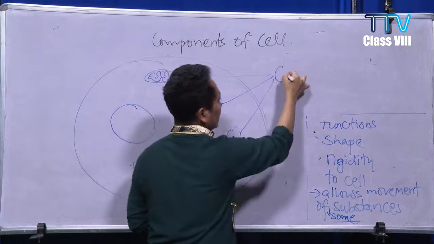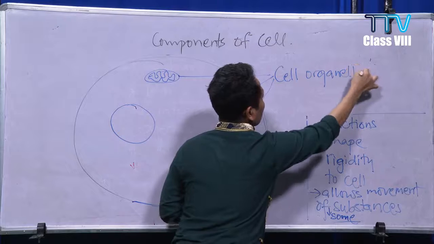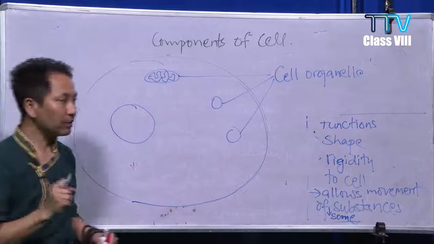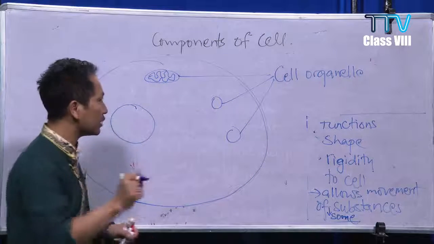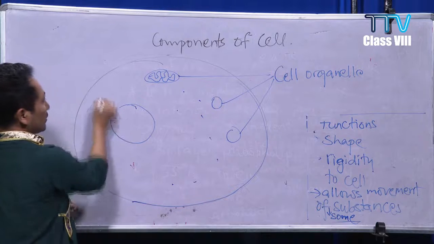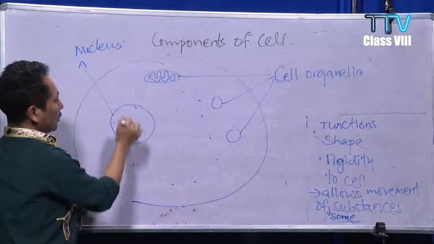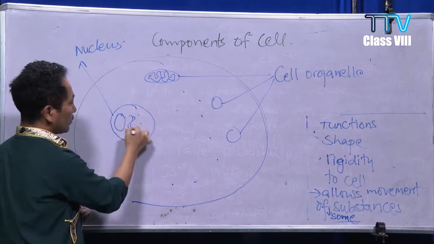We call it a cell organelle. These are the small organs that are found inside the cell. This is the nucleus. Inside the nucleus, and this is the nucleolus, let's say, and these are the chromosomes.